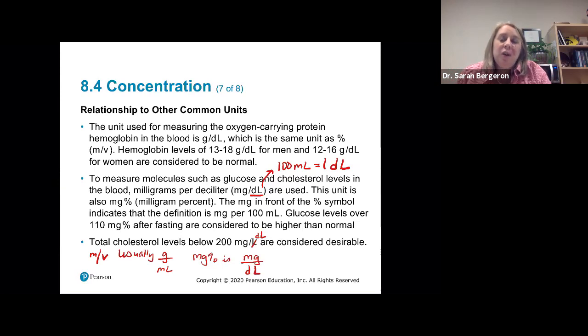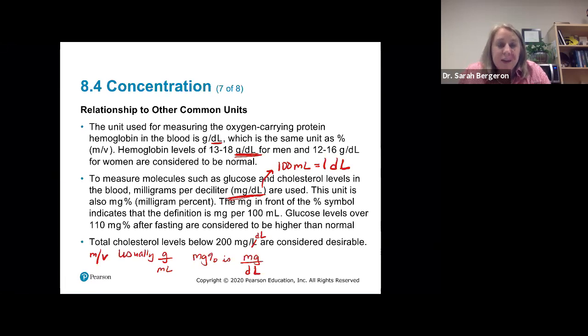A lot of times inside the blood, you'll also measure things like glucose. Does someone have a high blood sugar, a low blood sugar, that kind of thing. We'll also measure cholesterol, and when we do that, we do it in milligrams per deciliter. Remember, a deciliter, which I didn't say earlier, is the same thing as 100 milliliters. So 1 deciliter is 100 milliliters. And so this is, again, a milligram percent. The milligram in front of the symbol is telling us that the definition is milligrams per 100 milliliters and not grams per 100 milliliters like it was up here. This is grams per 100. This is milligrams per 100 milliliters.